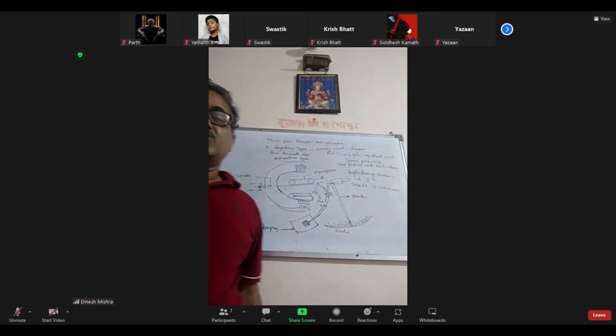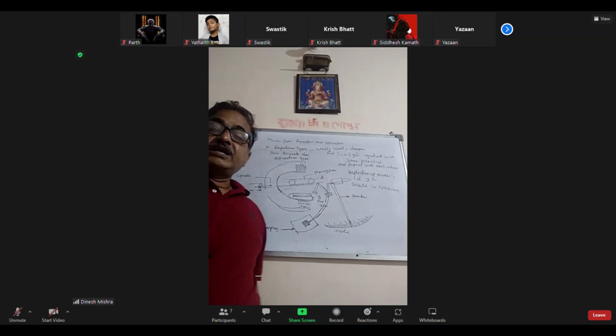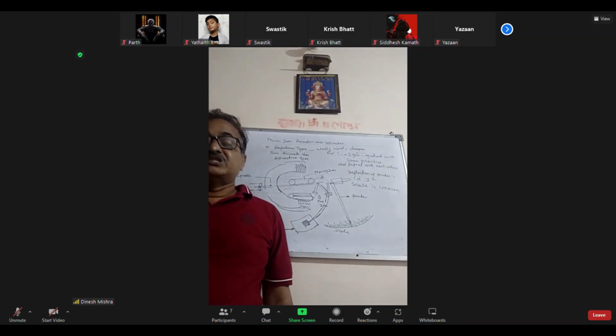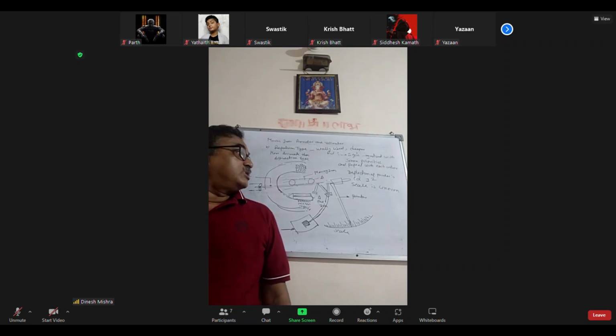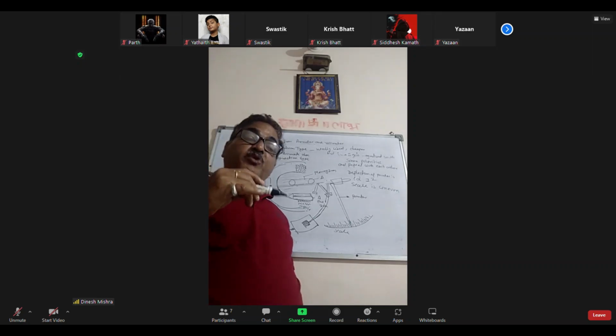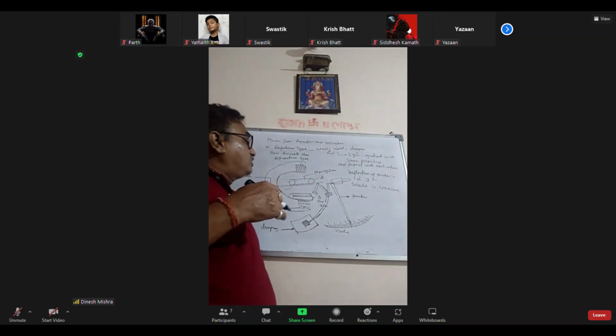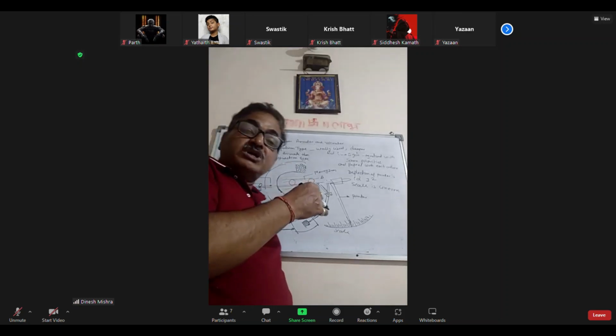Here one coil is there. In that hollow we keep two soft iron pieces parallel to each other. One is fixed to the coil, the other is free to rotate. When current passes, the same polarity is produced in both soft iron pieces and they repel each other. One is fixed, the other is movable. The B rod moves, the spindle moves, then the pointer moves and we get the reading.